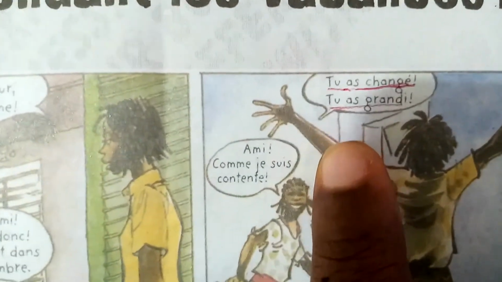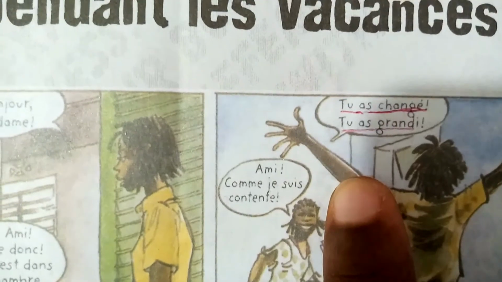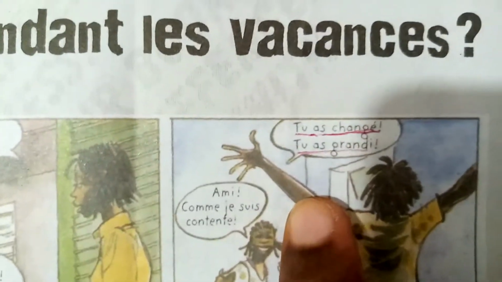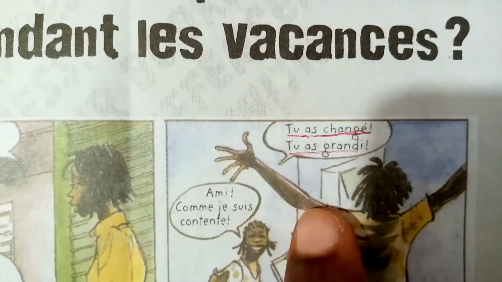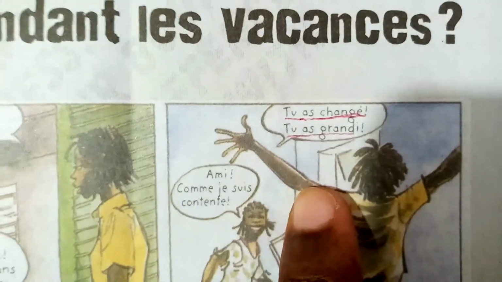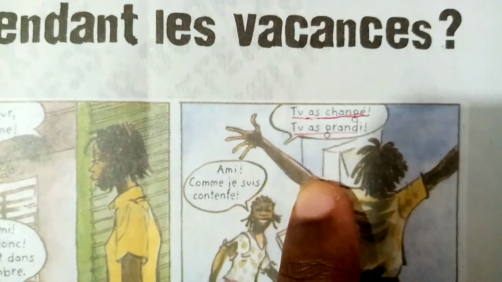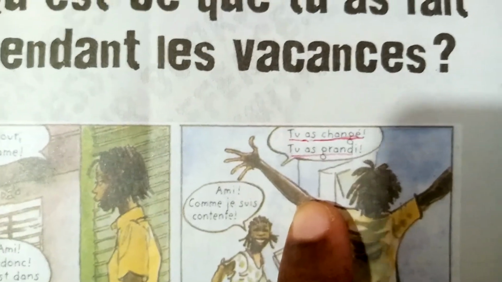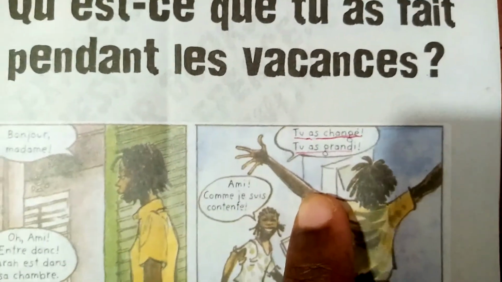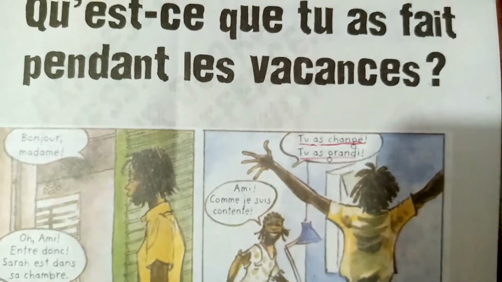That grandi, you see, it ends in I. That's the participe passé that I talked about. Meaning, the grandi here is an IR verb. And changer is an ER verb. Tu as changé, that's passé composé. You have changed, you have grown.